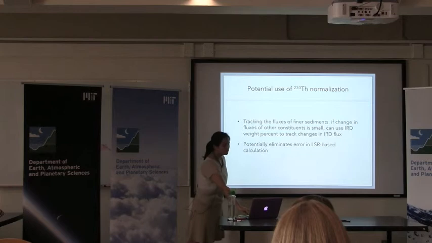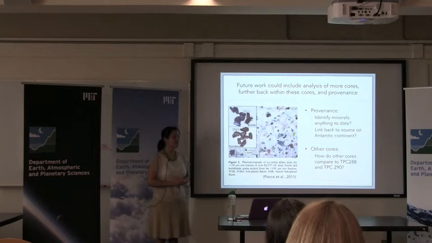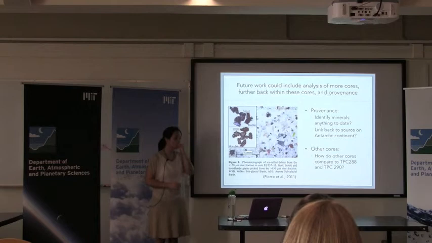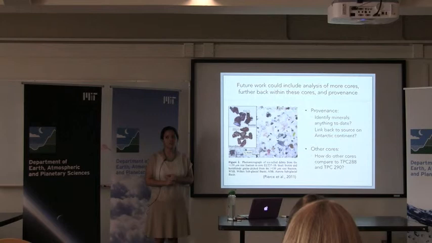So I think there's a lot of future potential for work on analyzing these cores specifically, taking other cores from around the Southern Ocean, and also looking at provenance of the core samples. So we could look at other cores to see how well they compare to the records that we're seeing in 288 and 290. And provenance, I think, especially offers a lot of potential because this just refers to the origin of the grains in the sample.